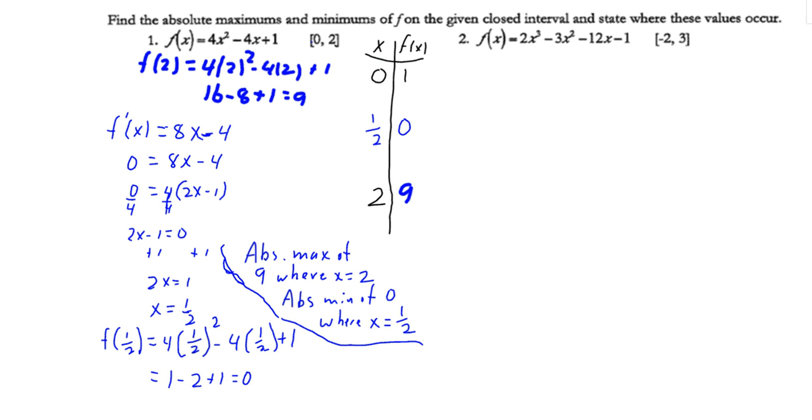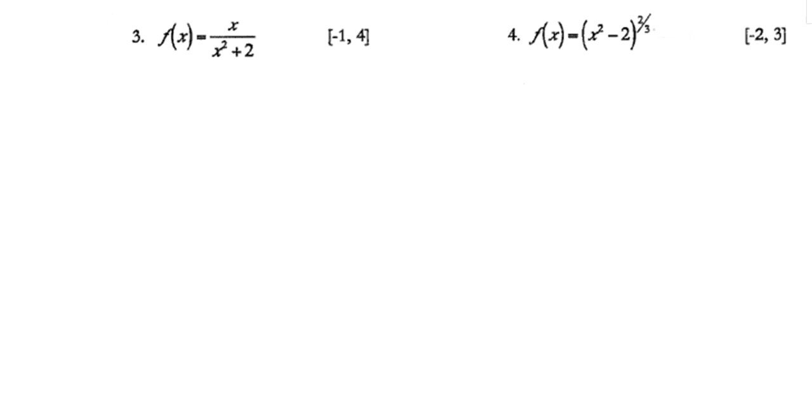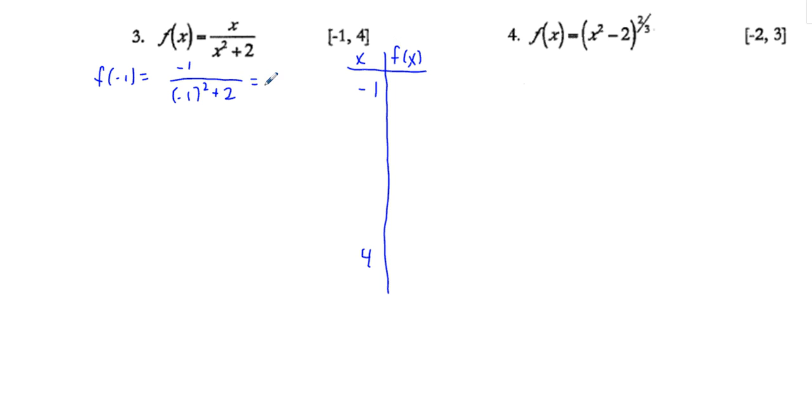All right. Next, I'm going to go to problem 3. Same type of concept. We have a function, and we're going to make a candidate test. And what are the candidates? Well, we have x and f of x. And our candidates are going to be the endpoints again, so we got -1 and 4. Then f of -1 is equal to -1 over -1 squared plus 2. In the denominator, -1 squared is 1, plus 2 is 3. So we're going to get -1/3 as our value.